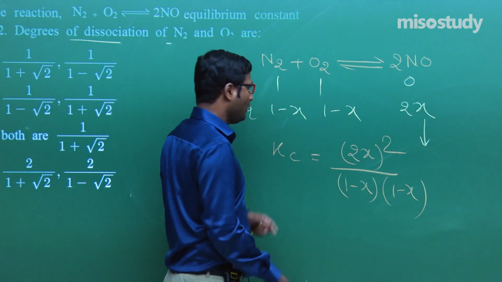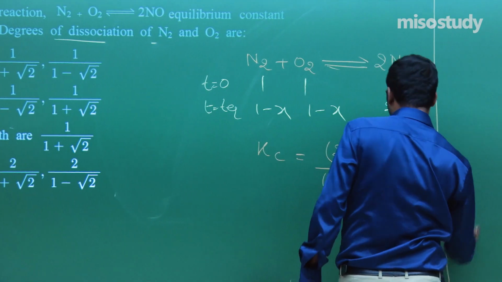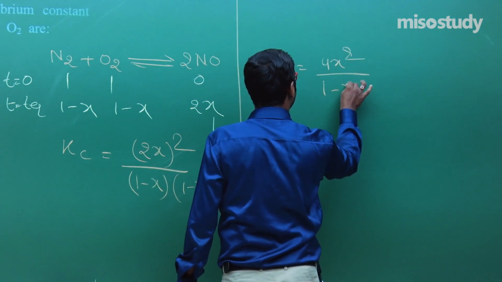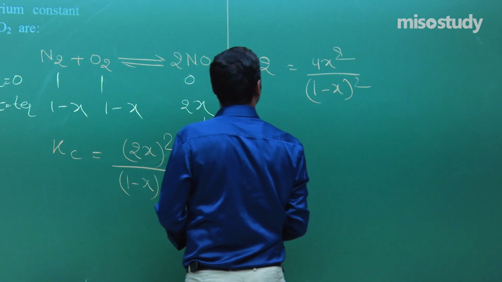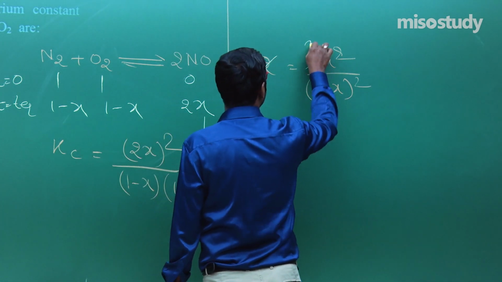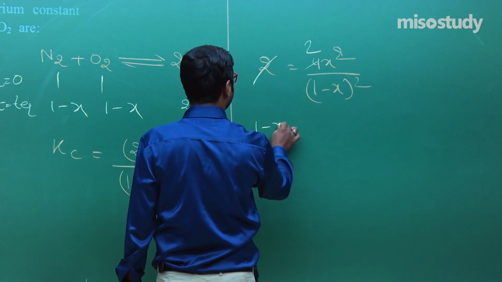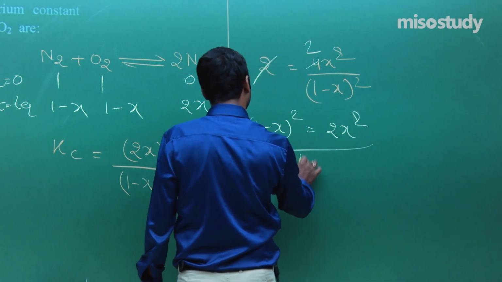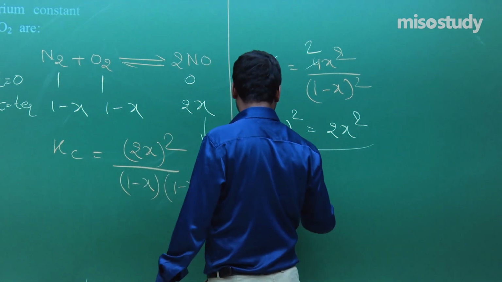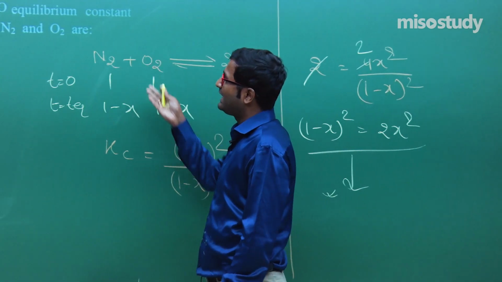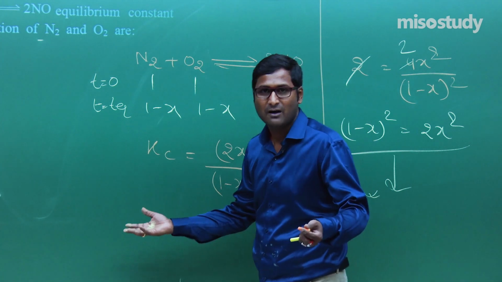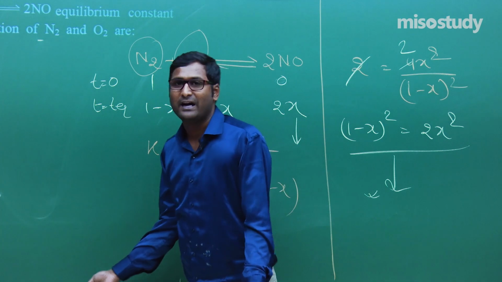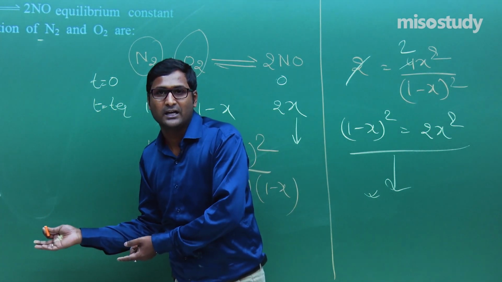Clear? Put the value here, 2. 2 is equal to 4x square upon (1 minus x) square. Clear? This will cancel this one. That is, (1 minus x) square is equal to 2x square. If we solve for the value of x and put it in the expression, then we can easily find the degree of dissociation. As we know, they are equal, so they have the same value of degree of dissociation.